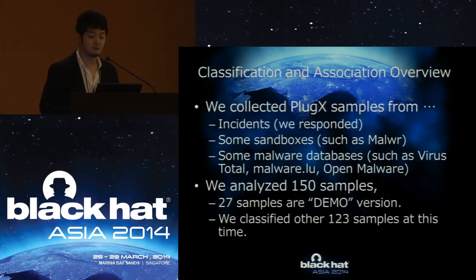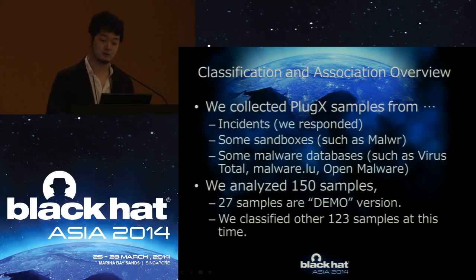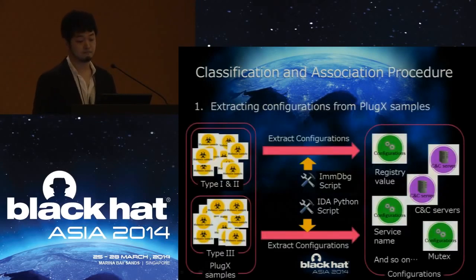Before we show the result, we need to explain how we classified those samples. We collected PlugX samples from some sources, like this. We analyzed 150 samples, but 27 samples are demo versions, so there is no configuration for these samples. As a result, we categorized 123 samples into some groups. How did we do that?